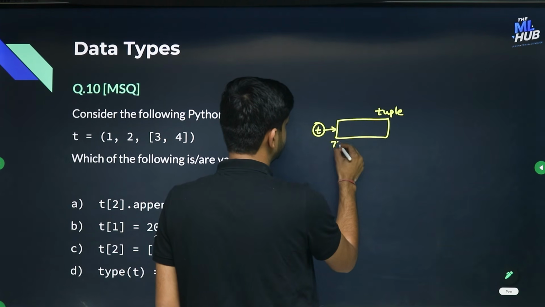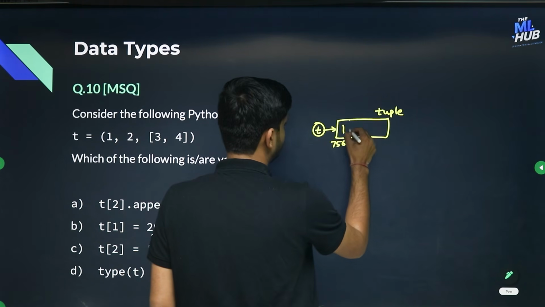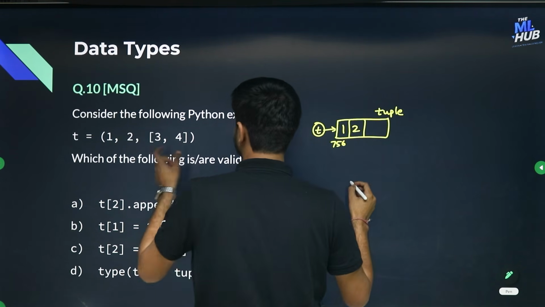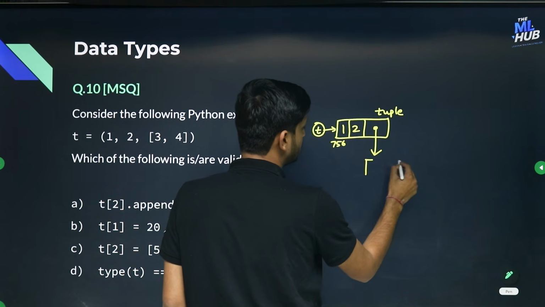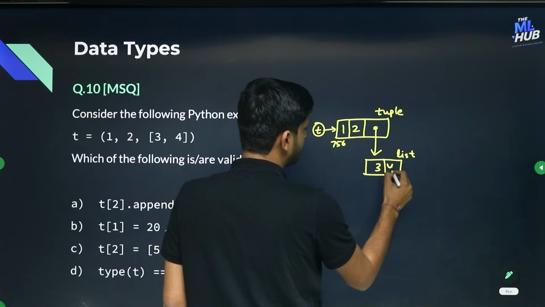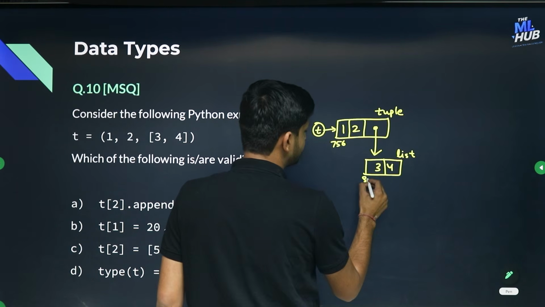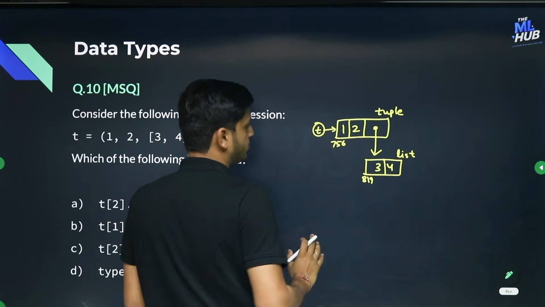Let's say at memory location 756. Then we have 1, 2. First element is 1, second element is 2, and third element is a list containing 3 and 4. So the list is internally stored in some other memory location, always like this: 3 and 4. And only the address, let's say the address is 819, will be stored here. This is how internally it is stored.